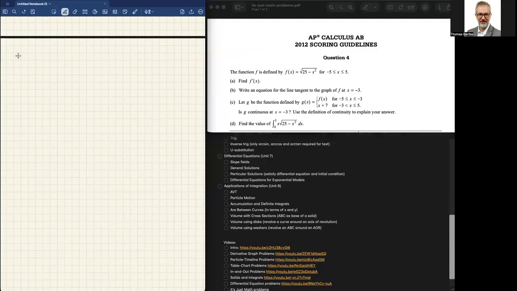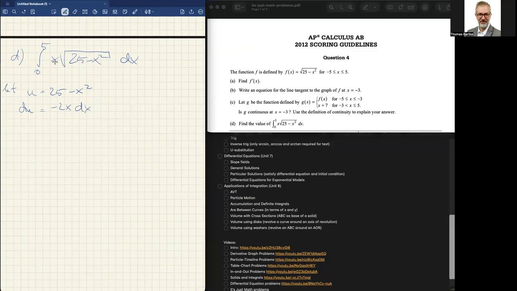D is finding the value of the integral from 0 to 5. That's a definite integral of x times the square root of 25 minus x squared dx. And for that, we're going to use u substitution, and we're going to put u as 25 minus x squared. So you can say let here if you want. Let u be 25 minus x squared. That gives you du as negative 2x dx, like so, right?